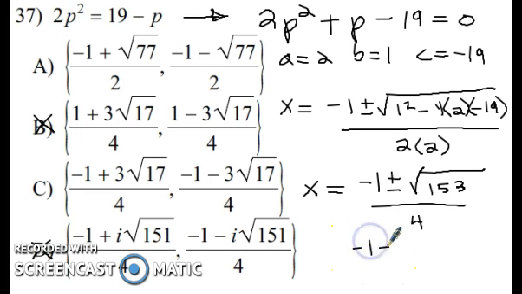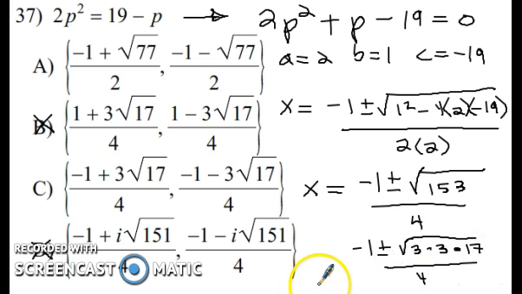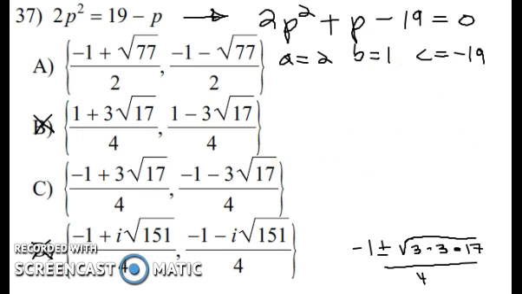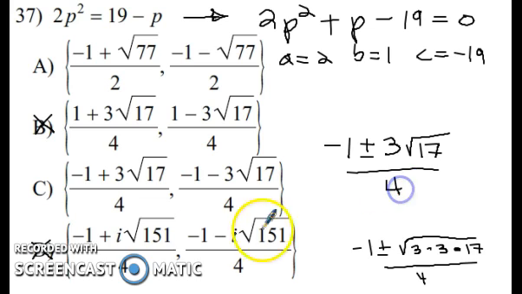153 is divisible by 3, and it's 3 times 51, and 51 is 3 times 17. So remember that with square roots, we're looking for doubles. And so I can pull out a 3, and that leaves me with minus 1 plus and minus 3 root 17 over 4. And which one is it? It has to be C then for our final answer.